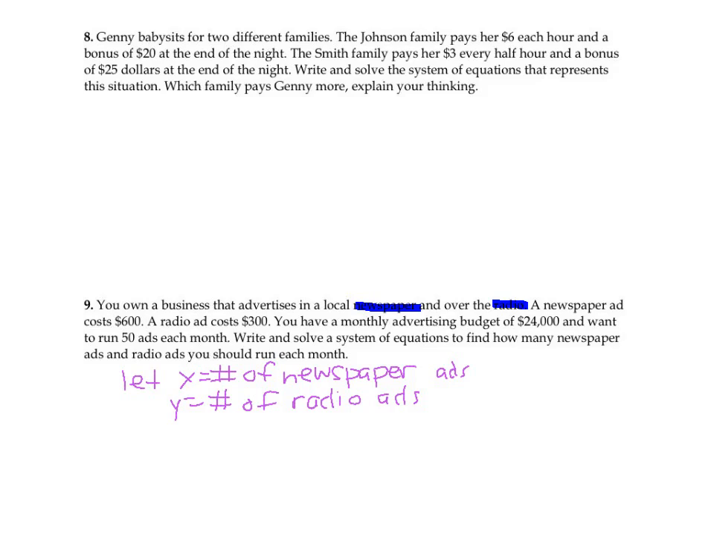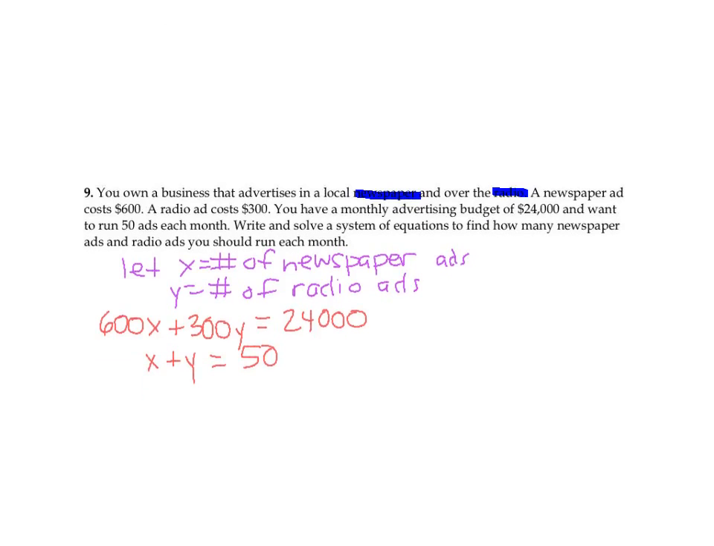Since there's so much of this money being talked about, we can just write one equation all about the money. So if we know a newspaper ad costs $600, that means 600x, because x is our newspaper ads, plus 300y, because y is our radio ads and they cost $300, equals our budget of $24,000. Then we can write our second equation, and we want 50 ads each month, and if x is our number of newspaper ads and y is our number of radio ads, we just have x plus y equals 50. So now we want to solve our system.